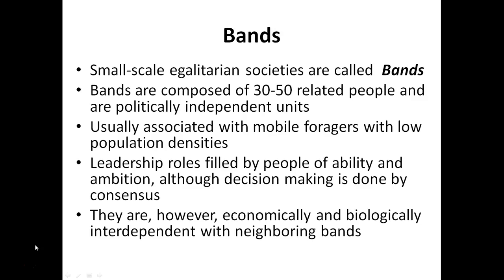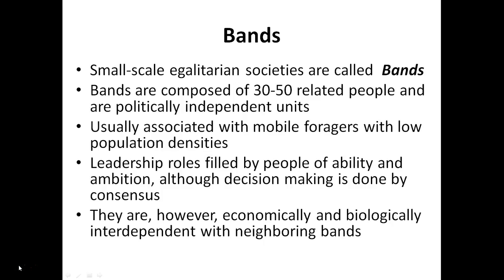Small-scale egalitarian societies are called bands. Bands are composed of 30 to 50 related people and are politically independent units. They are usually associated with mobile foragers that have low population densities. Within bands, leadership roles are filled by people of ability and ambition, although decision-making is done by group consensus.